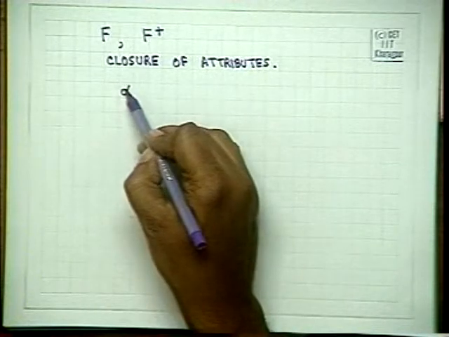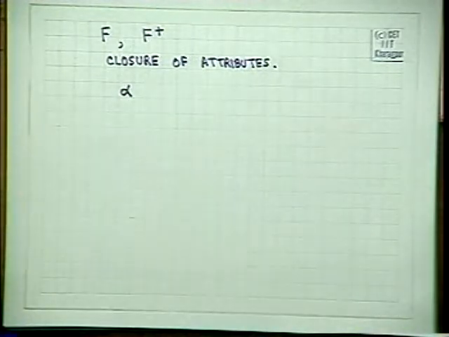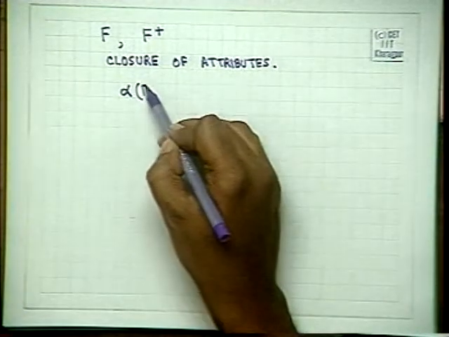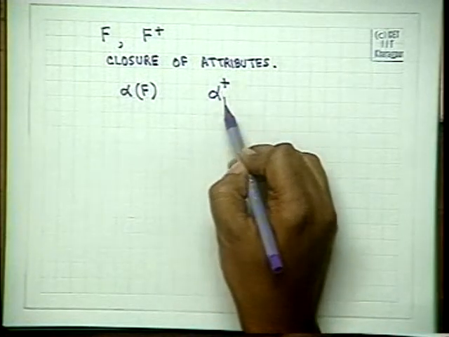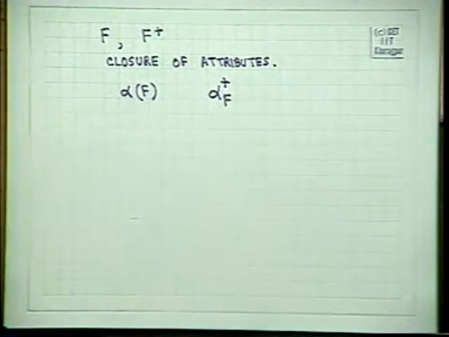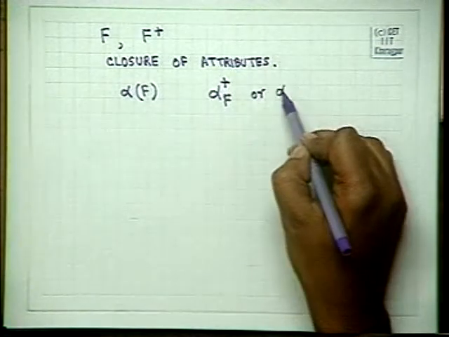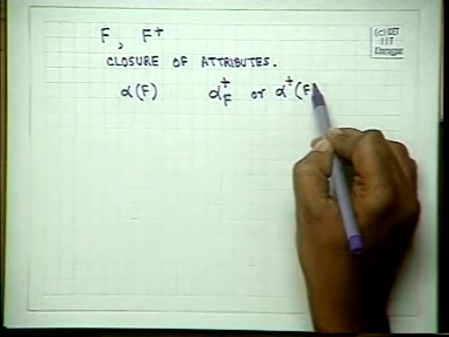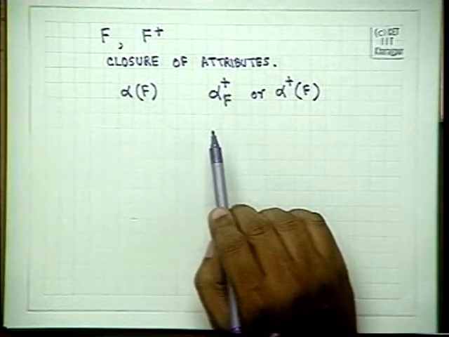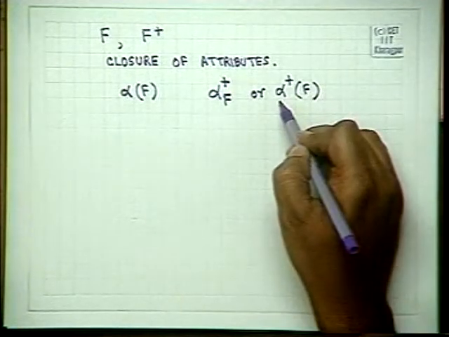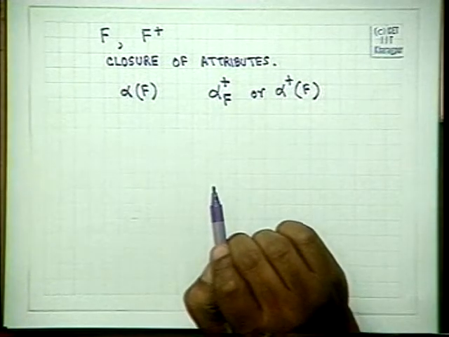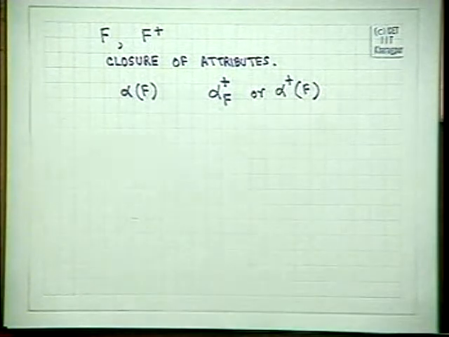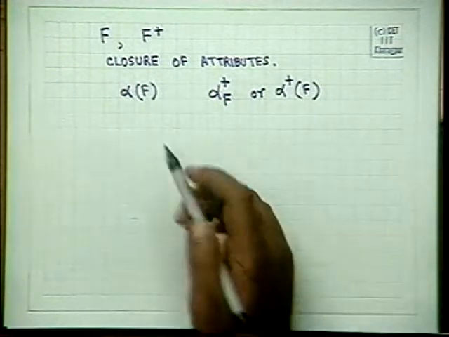If alpha is a set of attributes of a set of functional dependencies F, then alpha plus F, or sometimes it is denoted by alpha plus F, is the set of attributes which are logically determined by alpha. Let us go back to our original example to understand this.